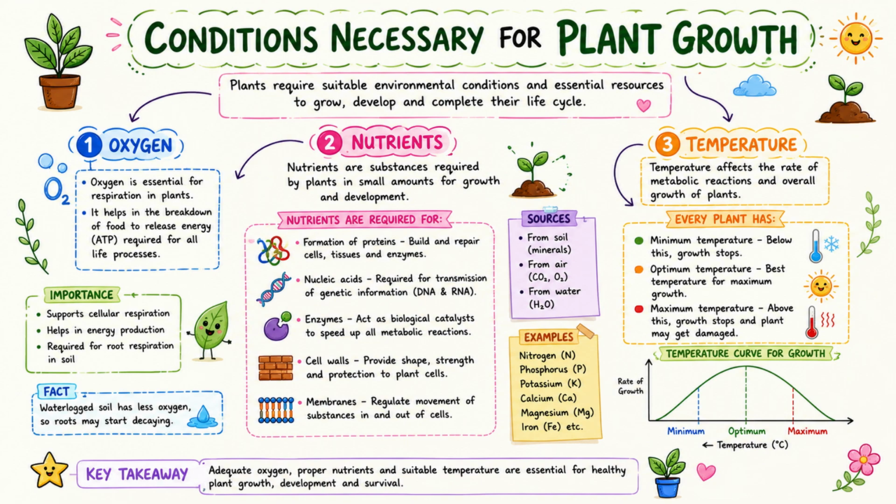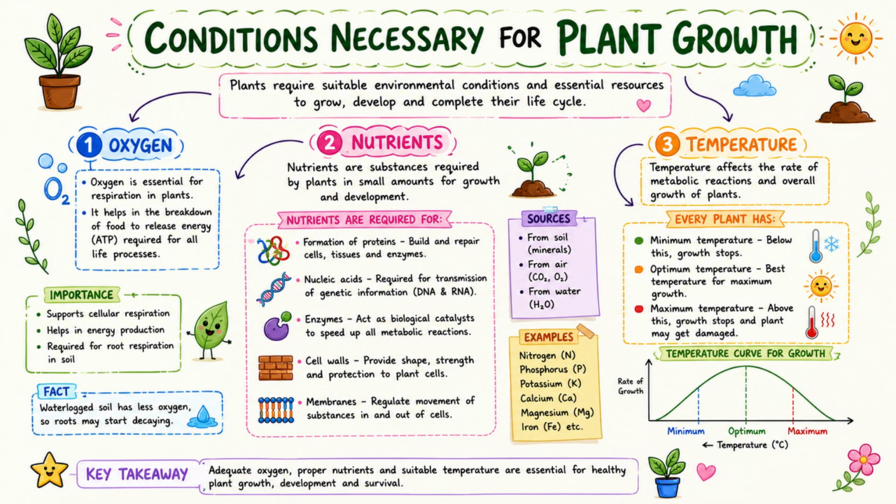There are three important temperature points. The minimum temperature is the lowest temperature at which growth can occur. The optimum temperature is the temperature at which growth occurs most efficiently. The maximum temperature is the highest temperature at which growth can occur. Temperatures below the minimum or above the maximum can slow down or stop plant growth. Light is another important external factor. Light is essential for photosynthesis and also affects several processes related to plant growth and development.